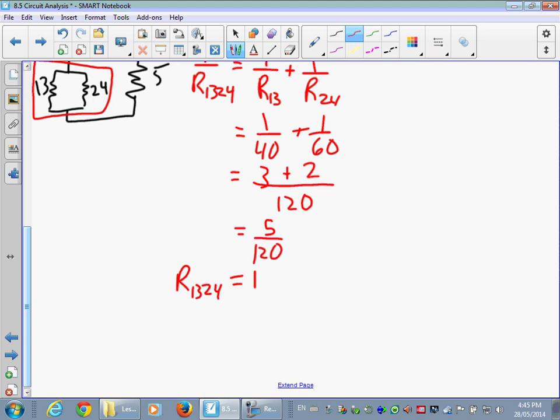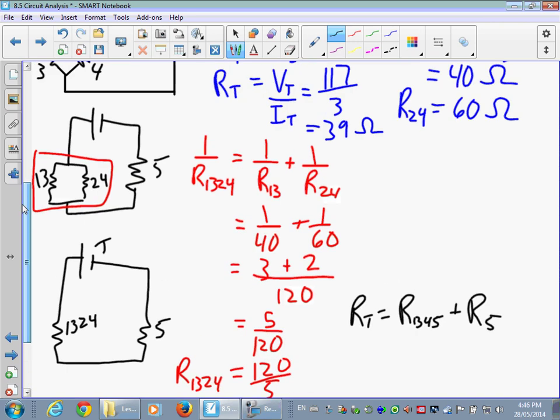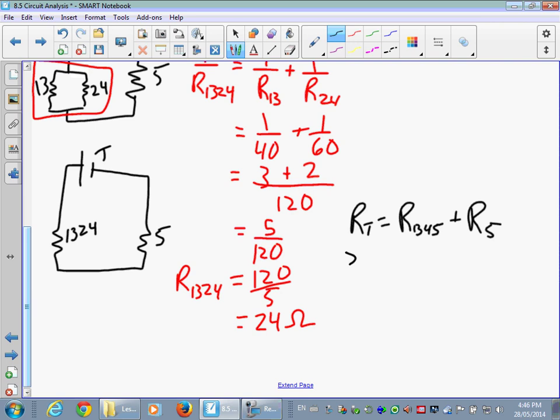R1324 is equal to the reciprocal of that, 120 over 5, which gives you 24 ohms. So if I redraw that, I have 1324, and then I've got 5, and that's my total. Well, I know that the total, RT, is equal to R1324 plus R5. In this case, we were working backwards because I already know the total resistance, which I calculated earlier, and it turned out to be 39 ohms. So 39 equals R1324, which is 24, plus R5, which means R5 is 15 ohms.